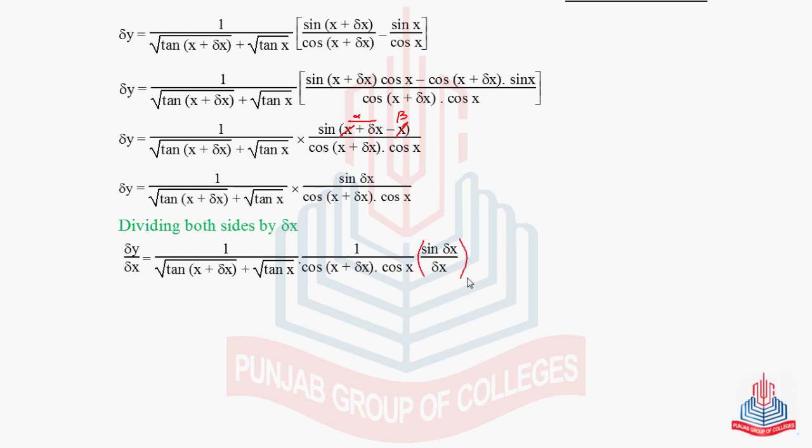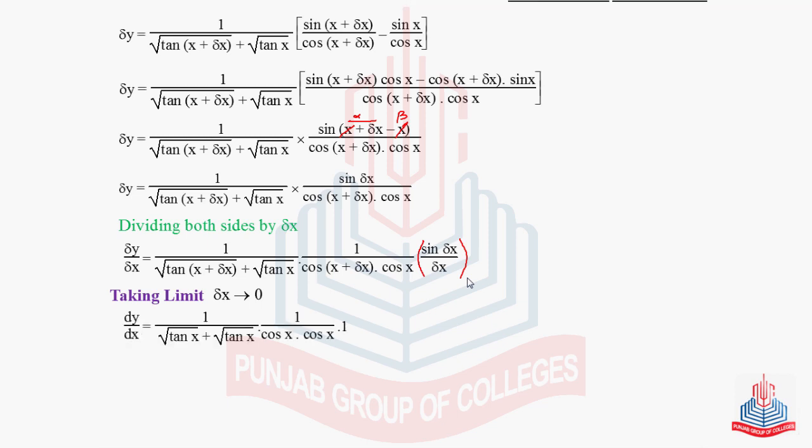Taking the limit delta x approaches 0 on both sides, the left hand side will become dy by dx, and on the right hand side this delta x will become 0. We have 1 over square root tan x plus square root of tan x, and when the limit is applied on this part, this delta x will become 0. We have cos x into cos of x, and when we apply the limit here, delta x approaches 0, sine of delta x divided by delta x will become actually 1. So this is 1 by using this theorem.